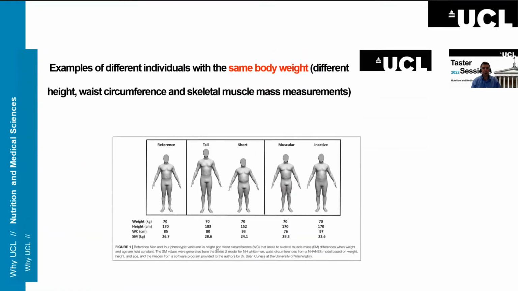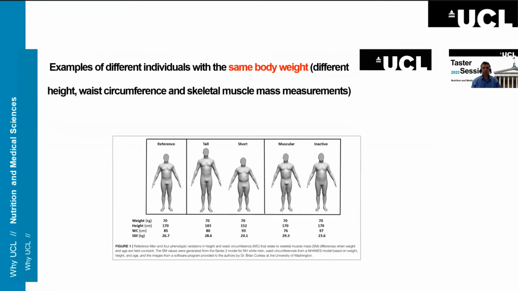And I just want to highlight something interesting here. So just as an example, you've got these 5 individuals here, okay? They've all got the same weight. So obviously, just measuring body weight, how useful is that, okay? But they've got different heights, okay?